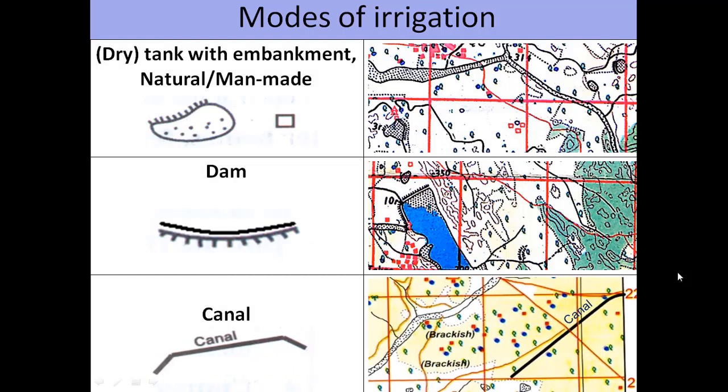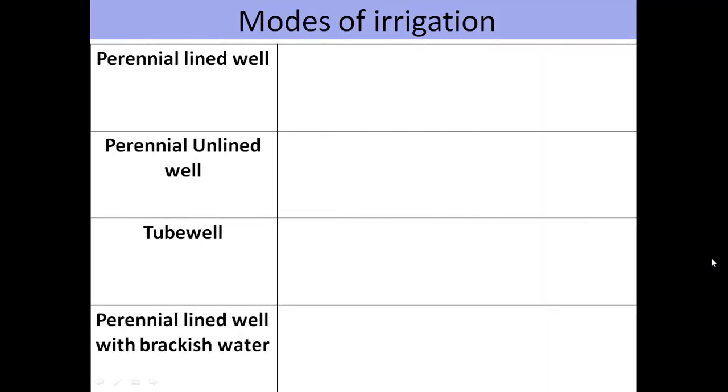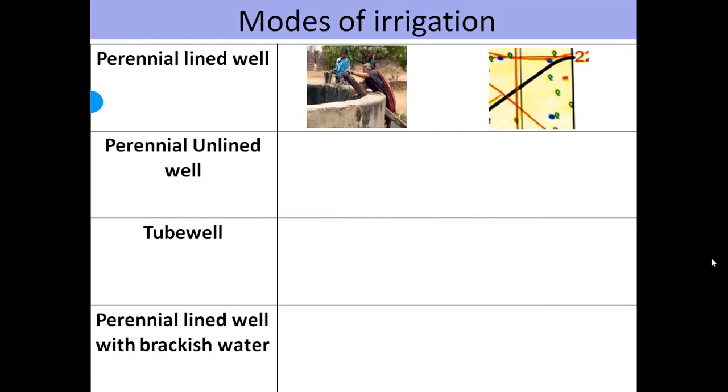Another mode of irrigation that one can see on the topographical map is the canal. The symbol of a canal is somewhat like this. As you can see, a thick black single line has been drawn, and along the line it is written canal. Now we'll learn what the other modes of irrigation are on the topographical map. These are some of the symbols.